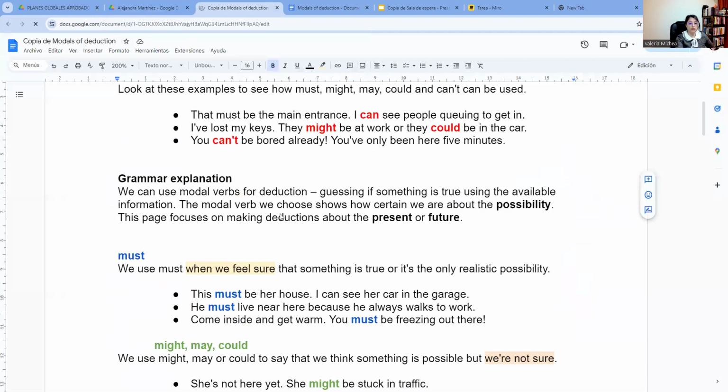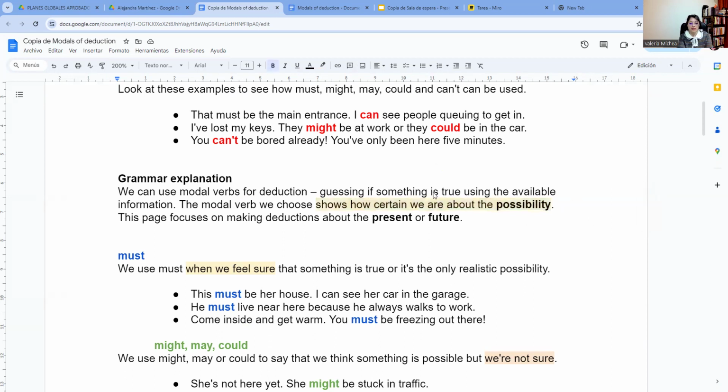The modal verb we choose shows how certain we are about the possibility. Okay, so that is the reason why we are going to use a certain modal verb, to show how certain we are about a possibility. It could be in the present or in the future, right? So again, we are showing degrees of possibility. You know that about modal verbs. And we are also showing how certain we are about a situation.